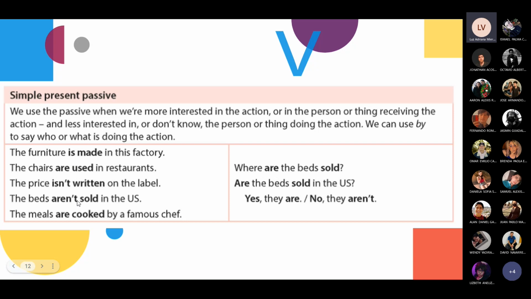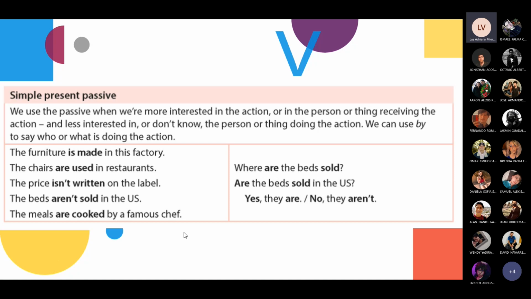As you can see, we can talk about the chairs are used in restaurants or the meals are cooked by a famous chef. Even though it's a famous chef, we don't care about his or her name. We don't care if he or she does that type of food. The actual fact that we care about is that the meal is being cooked, right?